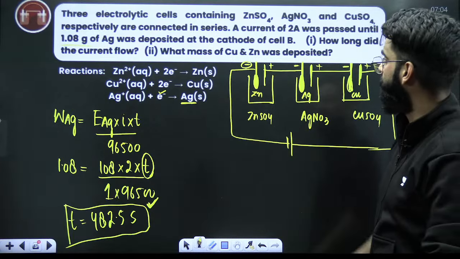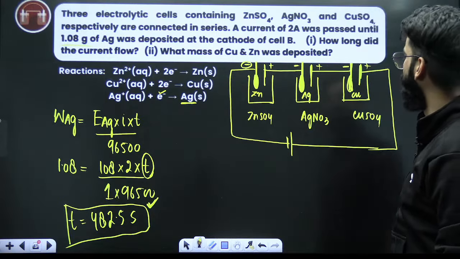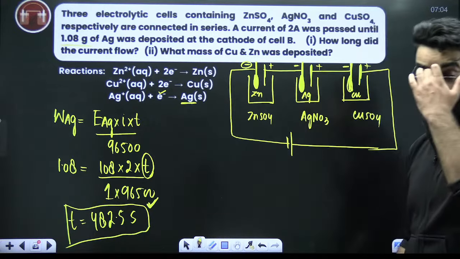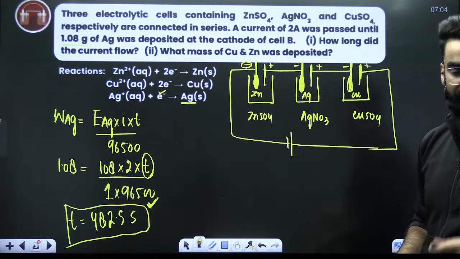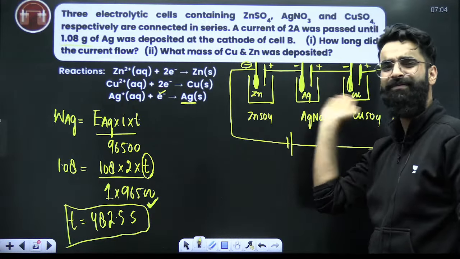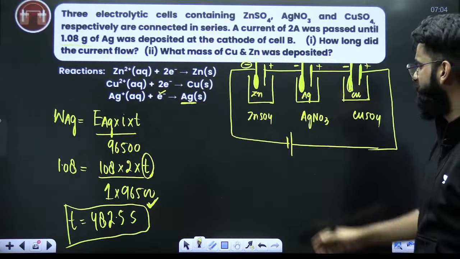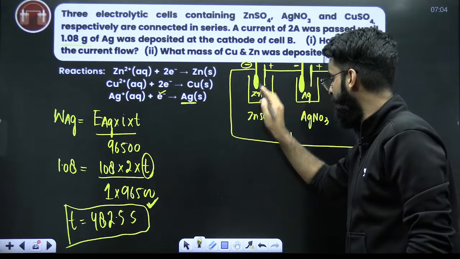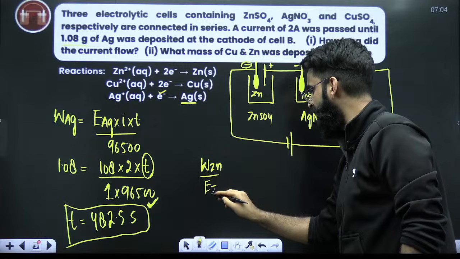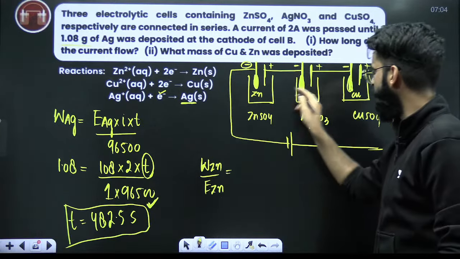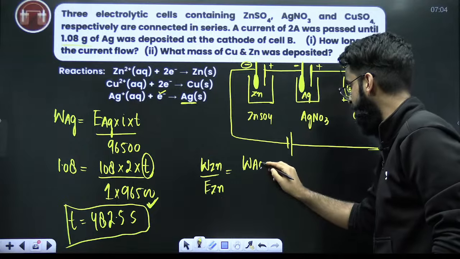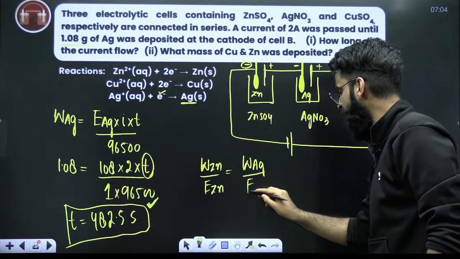Number one. Number two, what mass of copper and zinc was deposited? Now use Faraday's second law. What does Faraday's second law state? Faraday's second law states that the gram equivalents deposited or liberated at every electrode will be the same, right? So first of all, I'll write like this. Gram equivalents of zinc, that is mass of zinc divided by equivalent mass of zinc, deposited has to be equal to gram equivalents of silver deposited, which is mass of silver divided by equivalent mass of silver.